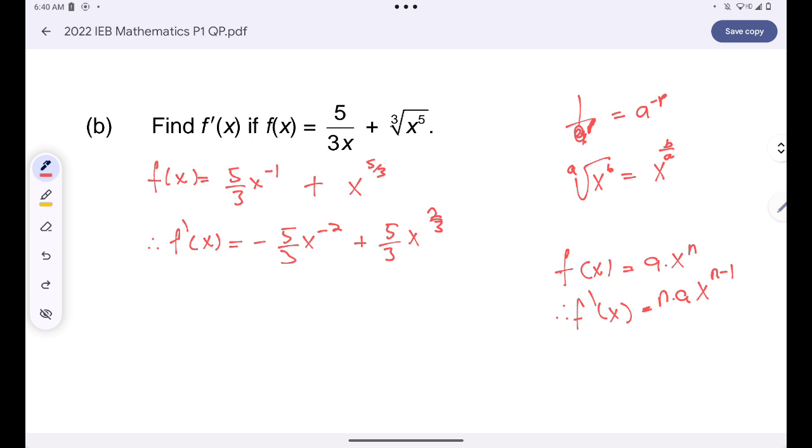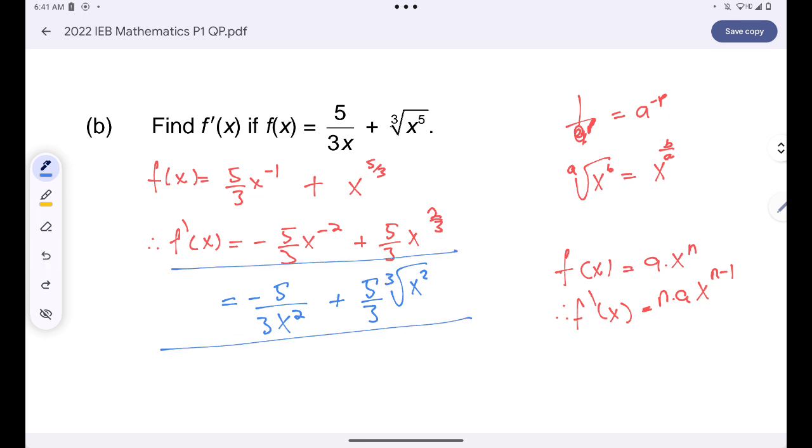If I want to, I can leave it in positive exponents. Let me write in blue because I can just leave my answer here. What I'm doing here is not necessary, but sometimes they stipulate that please leave your answer in positive exponents. So we'll simply have 5 all over 3 times x squared plus 5 over 3. You can even write this one as a root as well. We'll have x squared, cube root of x squared. You can leave your answer like this or just leave it like this. It's up to you.